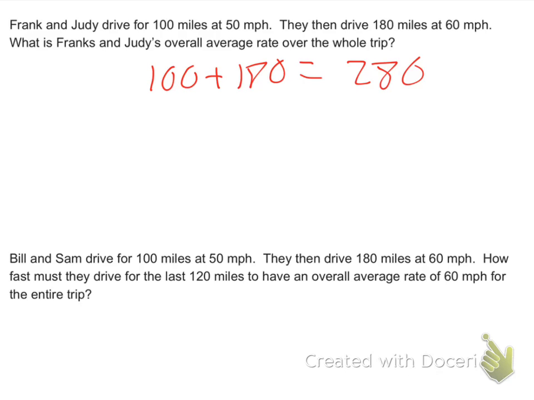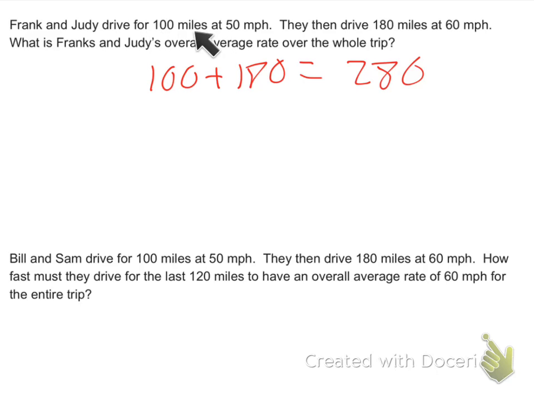Okay. Now, guys, we need to find something. We got total distance, but we got to divide that by total time. It doesn't tell us time. How do we figure out the time? How do we figure out the time for that first leg?